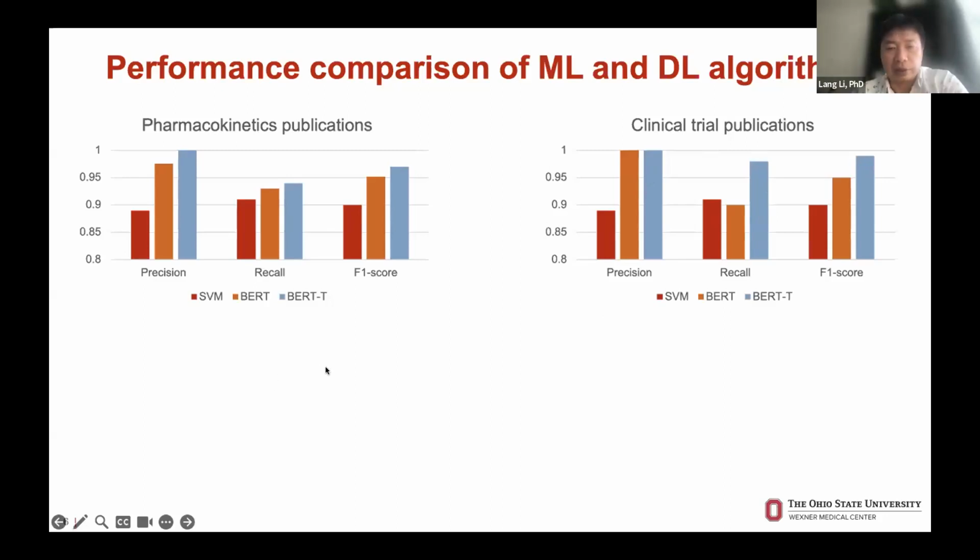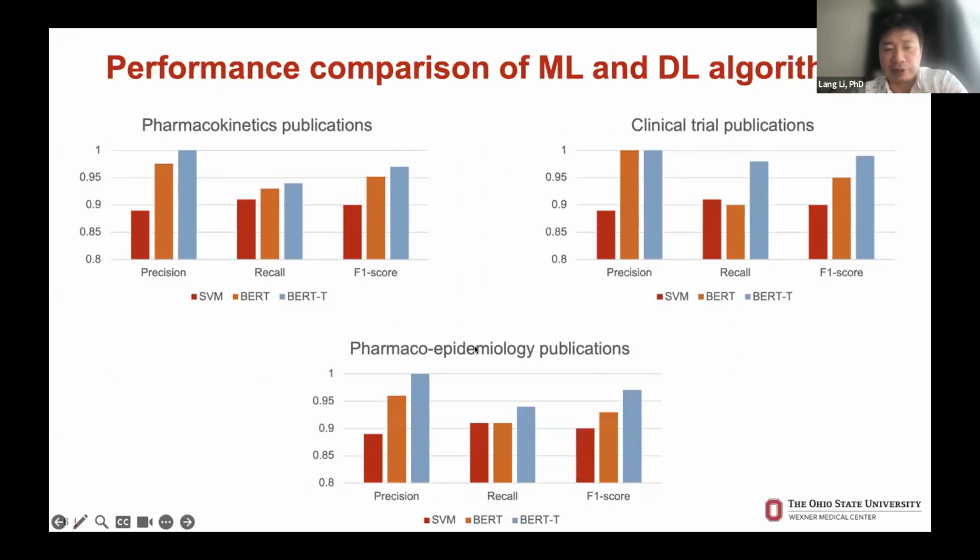And for the pharmacoepidemiology study, we have a very high 100% precision, recall is close to 95%, and F1 score is about 98%. So this data gives us a lot of confidence that the machine learning approach can really give us a lot of accurate data through text mining of PubMed literature directly.